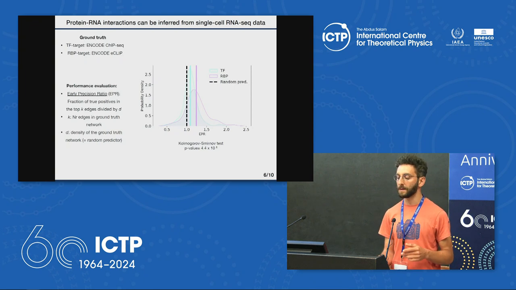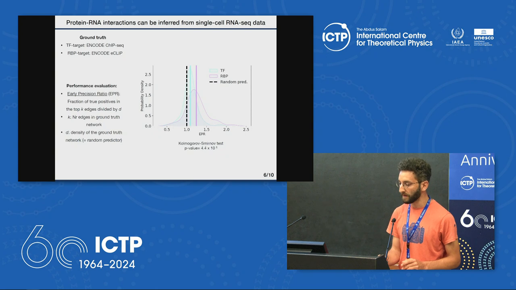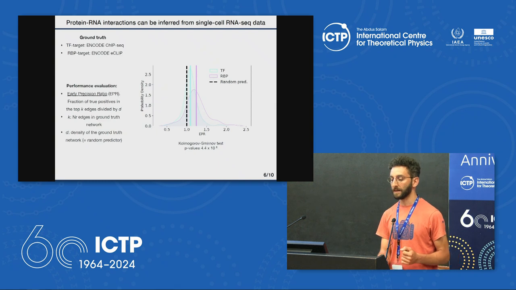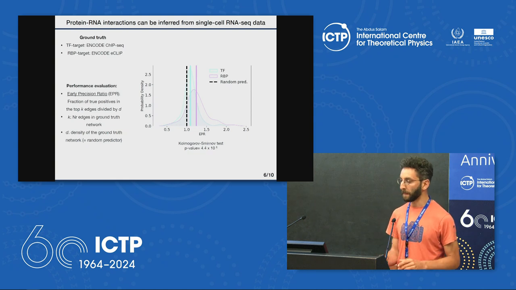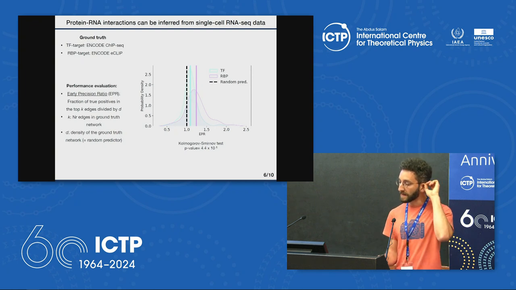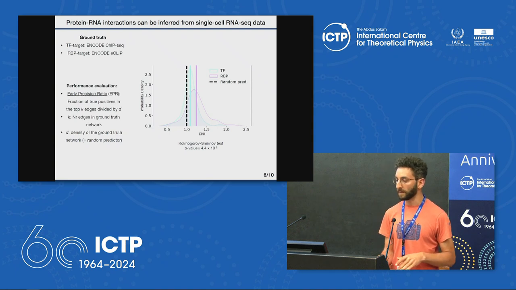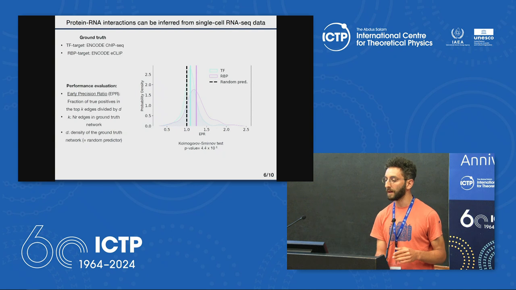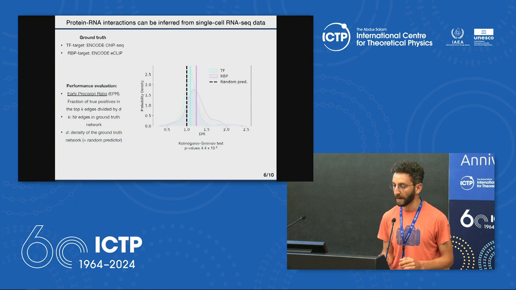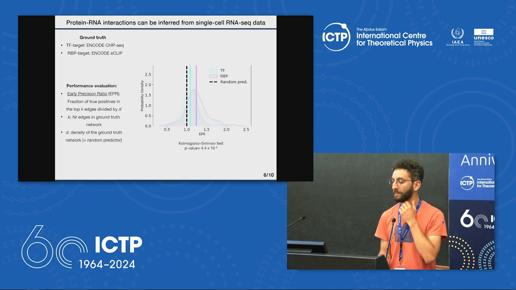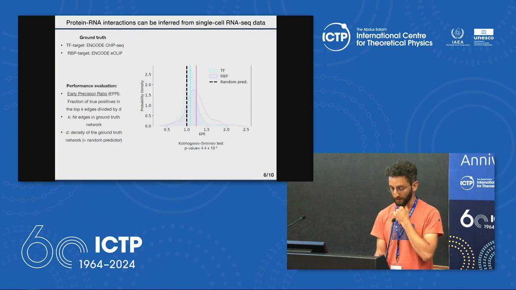To evaluate the performances, I used the early precision ratio, which is defined as the fraction of true positives in the top k edges of the network, where k is the number of edges in the ground truth network, divided by the density of the ground truth network, which can be shown to quantify the performance that a random predictor would have. In the figure, I show the probability density of the early precision ratio on all the datasets and inference algorithms aggregated for the transcription factor target in blue and RBP target interactions in purple. What you can see is that for transcription factor target, the performance is slightly better than those achieved by a random predictor, which is depicted by the black line, while there is a significant improvement in the case of RNA binding protein target interactions.